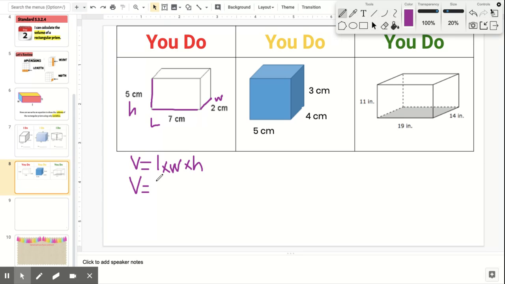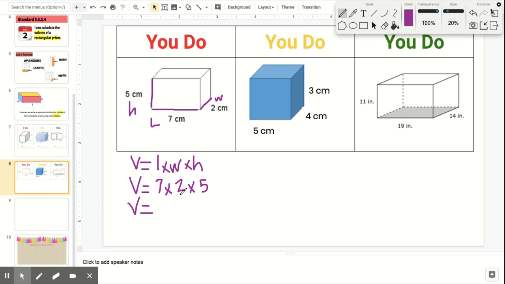So now to replace, I'm going to replace the L with the 7. I'm going to replace the W with the 2, and I'm going to replace the H with the 5. And let's see if your calculation was correct.